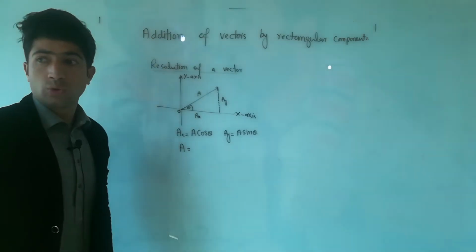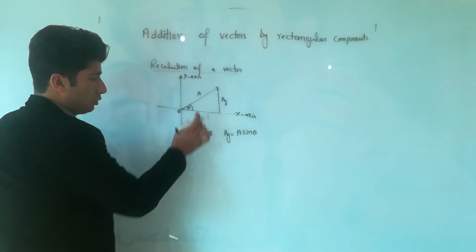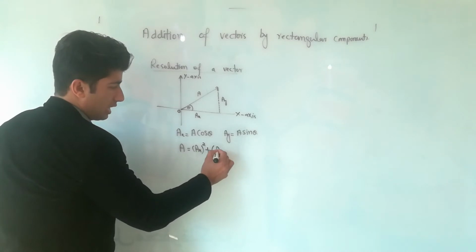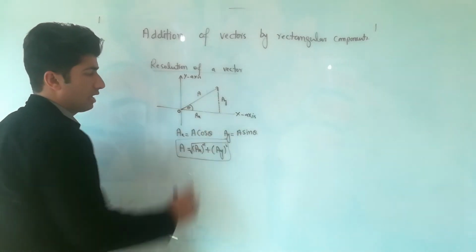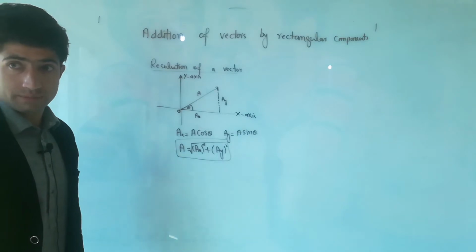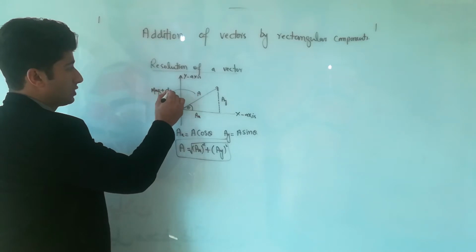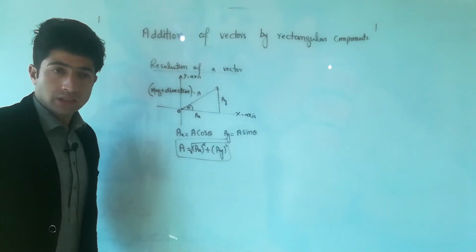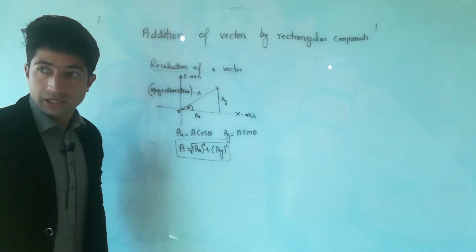The magnitude of A vector was found by using Pythagoras theorem, because we have this triangle here. So the magnitude of this A vector was equal to the square root of ax square plus ay square. This was the magnitude of this A vector. Similarly, if you want to find out the direction of this vector, because vector has magnitude plus direction, and as we know that for a complete specification of vector we need direction as well, understand.